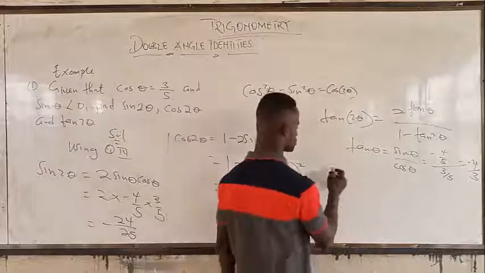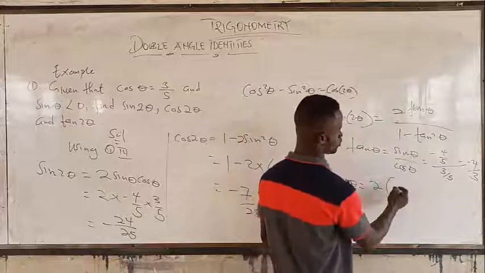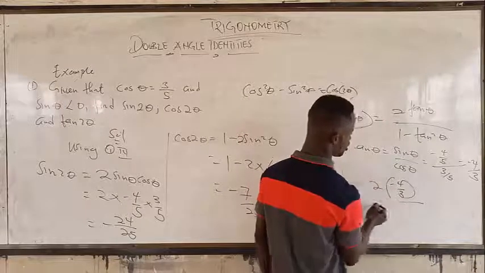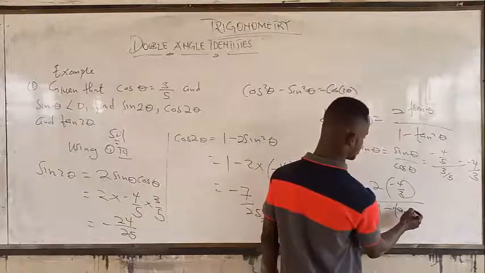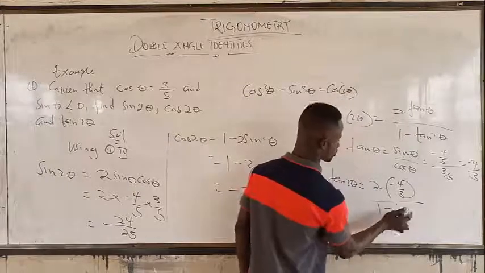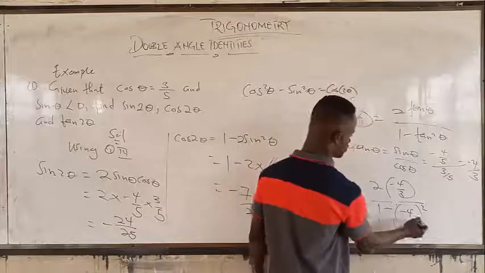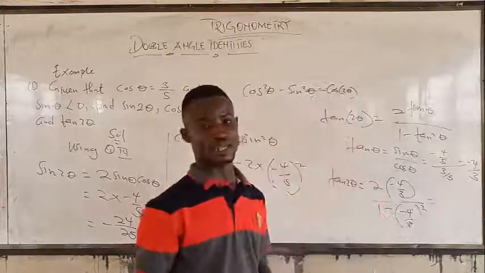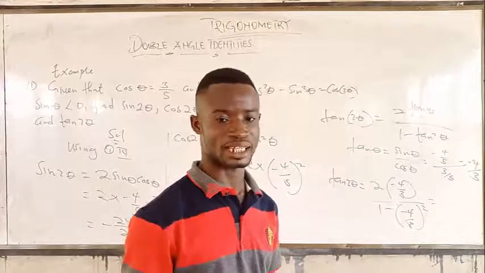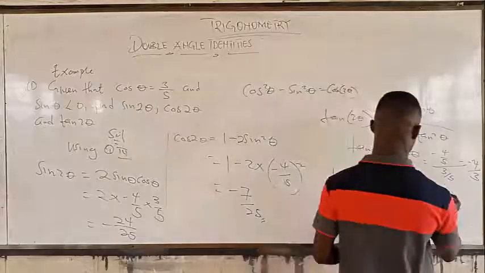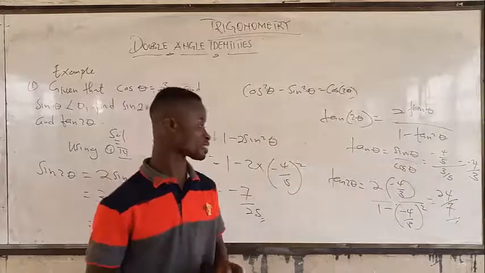So by substitution, tan 2 theta is going to be 2 times negative 4 over 3, all this over 1 minus tan theta all squared. What is tan theta? Negative 4 over 3. And we finally end up getting 24 over 7.